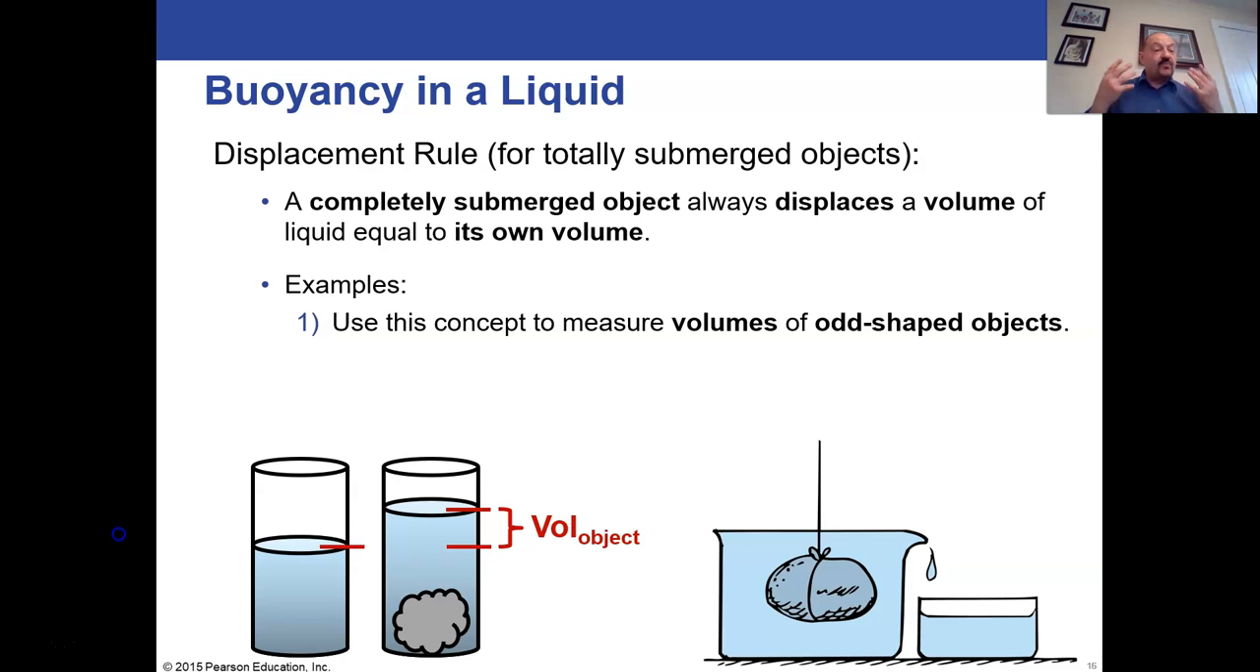So if you have something really weirdly shaped and you want to know what the volume is, this is the easiest way to do it. There's no way you're going to be able to measure all the nooks and crannies and get an accurate volume calculation. This is ridiculously simple. You look at the before and after volume of water, take the difference, that's your volume. And this is the displacement rule that Archimedes came up with.